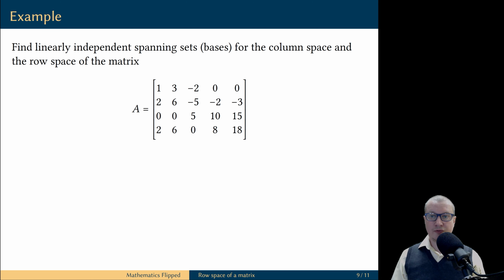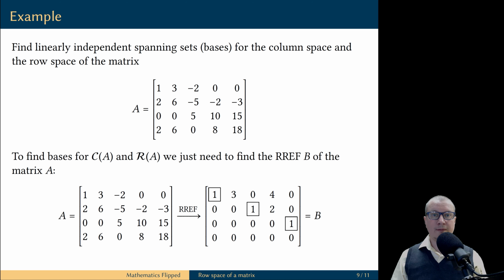So we have this 4x5 matrix A, and the task that we have is to find linearly independent spanning sets for the column space of this matrix and the row space of this matrix. To answer this question, we need to perform only one reduction. We need to reduce the matrix A, and we obtain the matrix B, which is the reduced row echelon form of the matrix A. Now, this is all we need to write the basis of the column space as well as the basis of the row space.